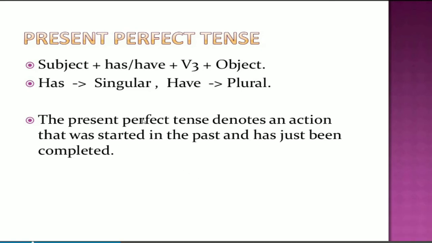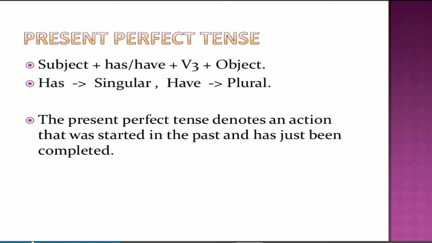So the formula is subject plus has or have plus V3, past perfect form of the verb, plus object. Has is used for singular, have is for plural. Present perfect tense denotes an action that started in the past and has just been completed. We use it to express an action that is completed in the present, so the effect is still there.